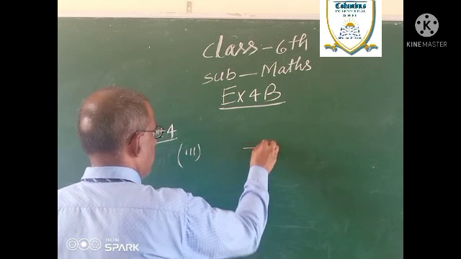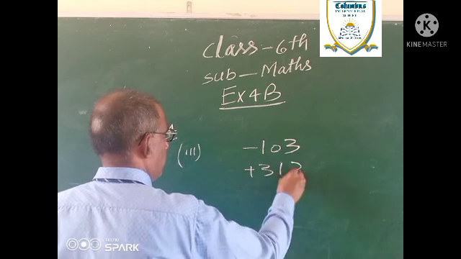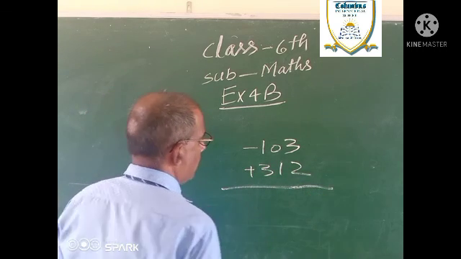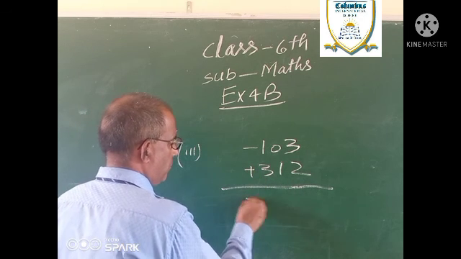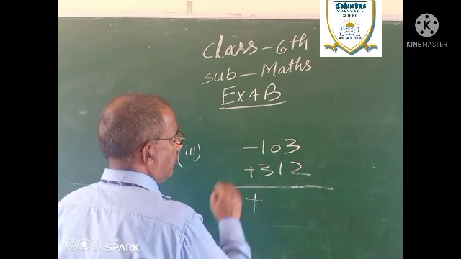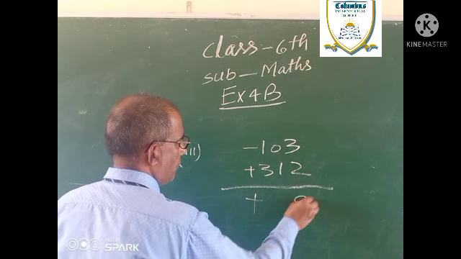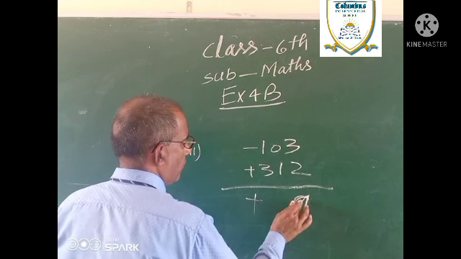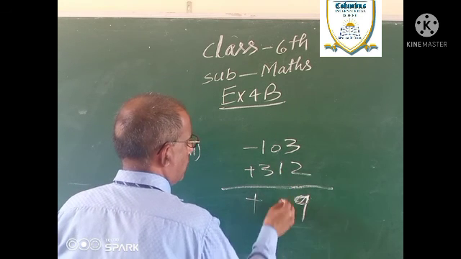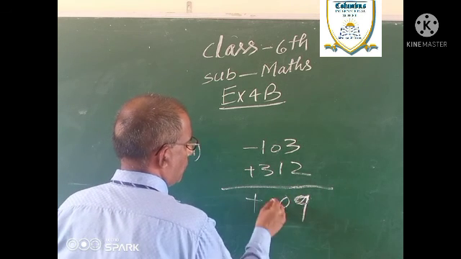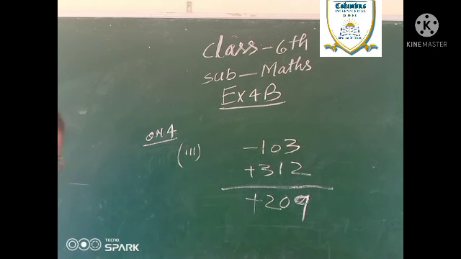Third, minus 103 plus 312. Which number is greater? 312 is greater, so we put the plus sign. And what is the difference? 12 minus 3 9, and 0 minus 0 0, 3 minus 1 2. Plus 209 or only 209.